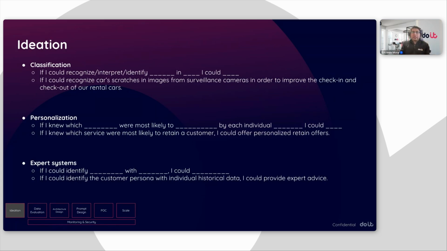So the ideation starts with being able to identify if you are able to do X, then you are able to do Y. And so these are some things that you can do: classification, personalization, and expert systems. This is what we see most commonly that use cases fall into, but they are not the only ones.